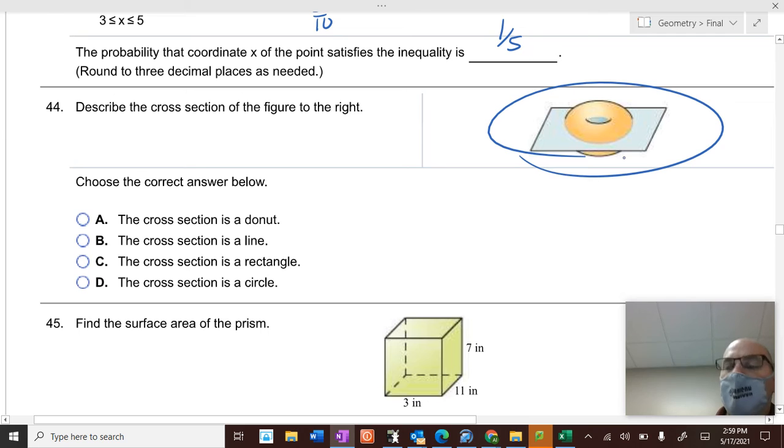What shape is this if you take a cross section of that? Two circles shaped like that is called a donut. Bet you didn't know there's an official geometry shape called a donut, but there is.